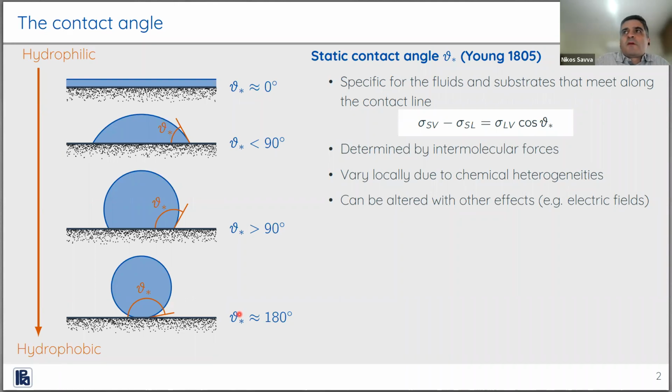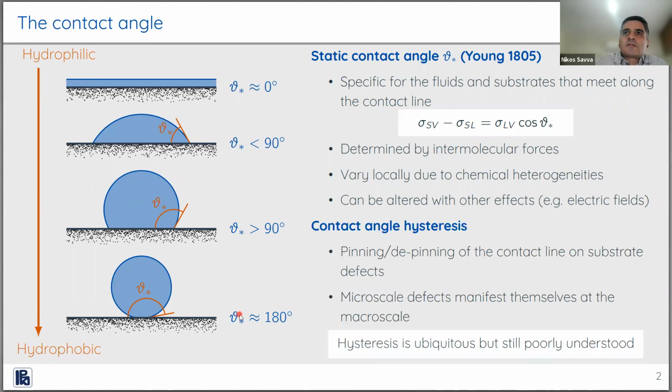So this angle is specific for the liquids and substrates that meet along the contact line. It is determined by the thermomolecular forces, but there can be local variations due to chemical heterogeneities. And you can alter these angles by other effects. So for example, if you apply electric fields, it is known that these angles tend to be reduced, okay?